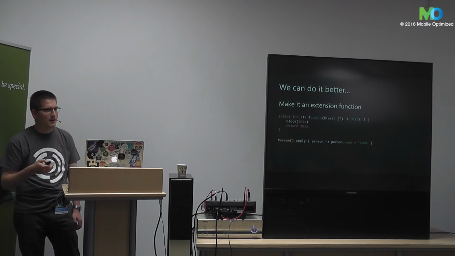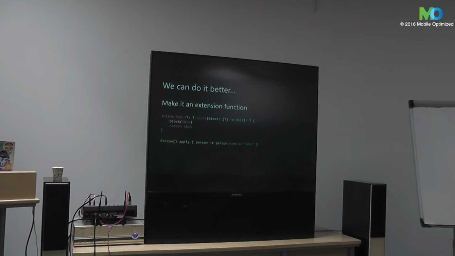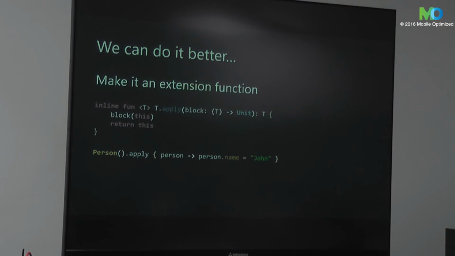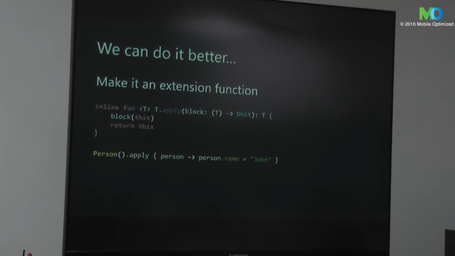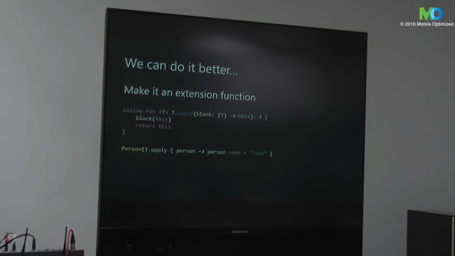To make it one step better, you can define the apply method as an extension function over the T type. Here you don't have the person as a method parameter, at least syntactically, but it acts as if it were a method inside the person class, and then you can use the same lambda to set up your person.